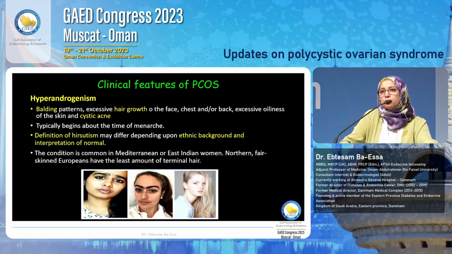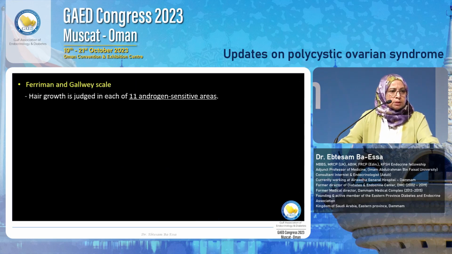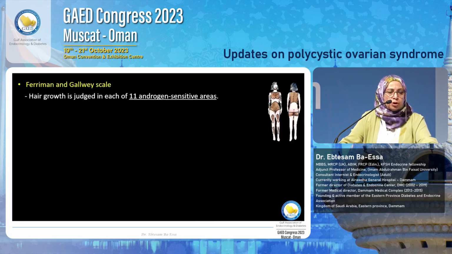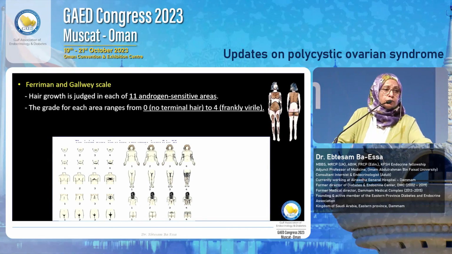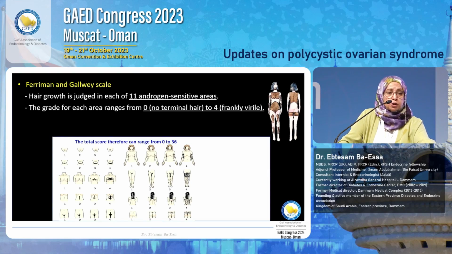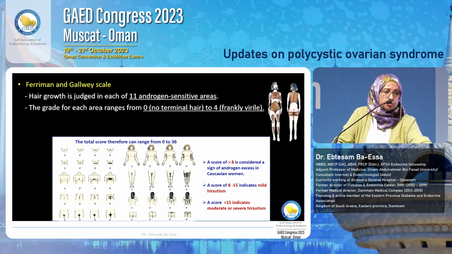However, one has to be careful when defining hirsutism, keeping in mind the ethnic background, because we know that people from the Middle East and from India are more hairy as compared to European people. The commonest way to score hirsutism is called the Ferriman-Gallwey scoring, where hair growth is scored in 11 androgen-sensitive areas, and each area is scored between 0 to 4 with a total score of 0 to 36. Anything more than 8 is considered abnormal, between 8 to 15 is considered mild, and anything above 15 is considered moderate to severe.